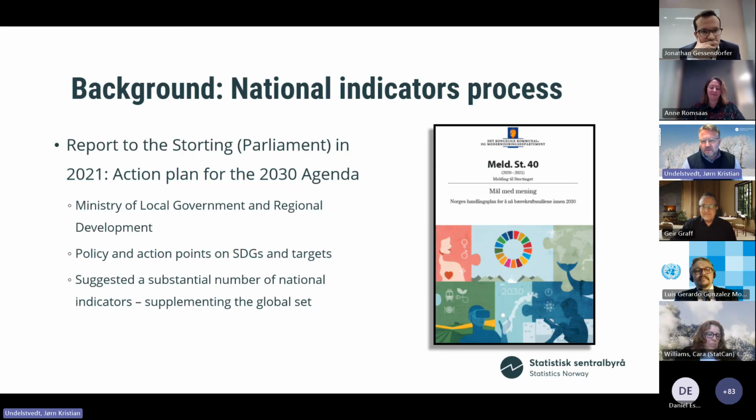The reason why the taxonomy has come into actual use at Statistics Norway is the government report number 40 in 2021 submitted to the Storting, that's the parliament, proposing an action plan to achieve the sustainability goals by 2030. The action plan was adopted in 2022, and it summarizes the government's policy on the sustainability goals. The action plan also contains measures the government wants to implement and proposes a huge number of national indicators to monitor development in a Norwegian context.